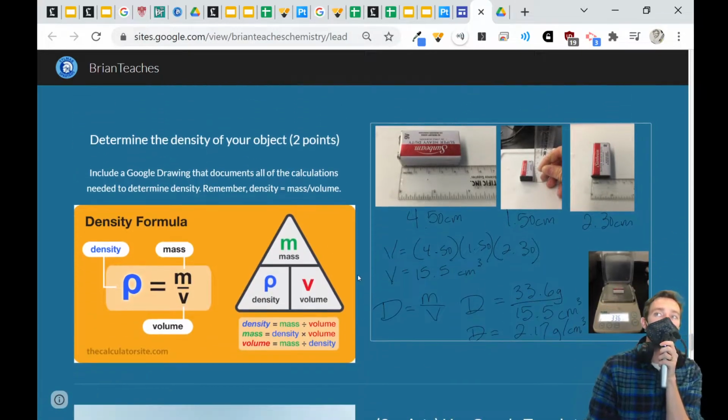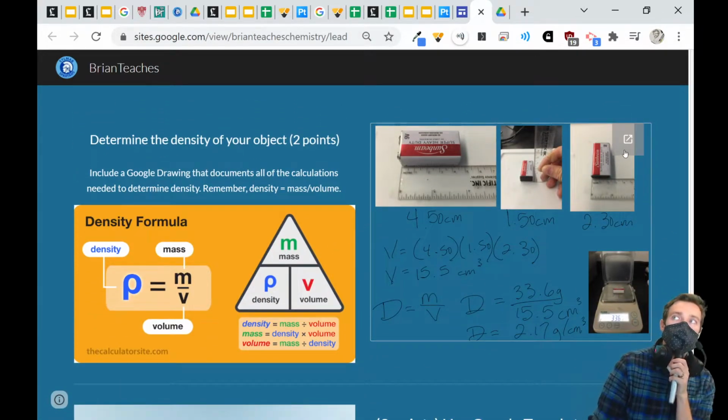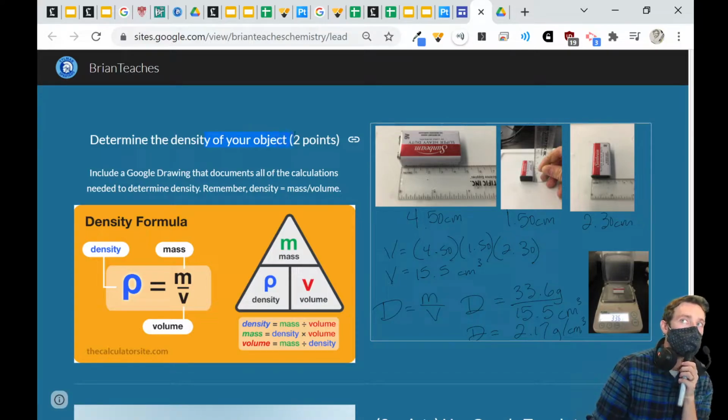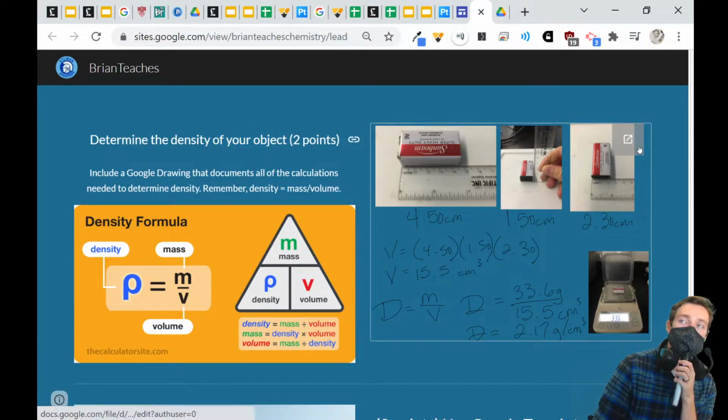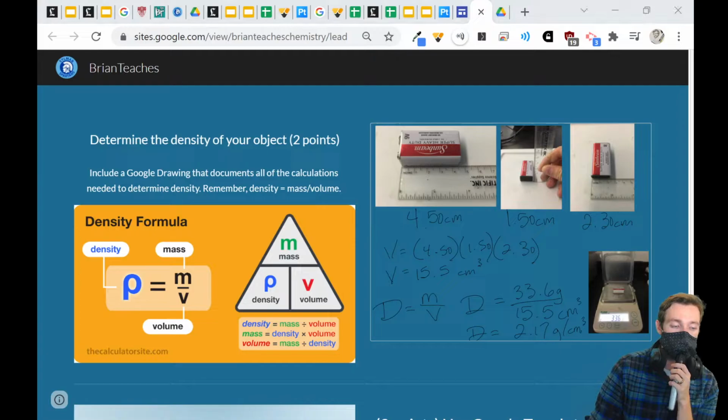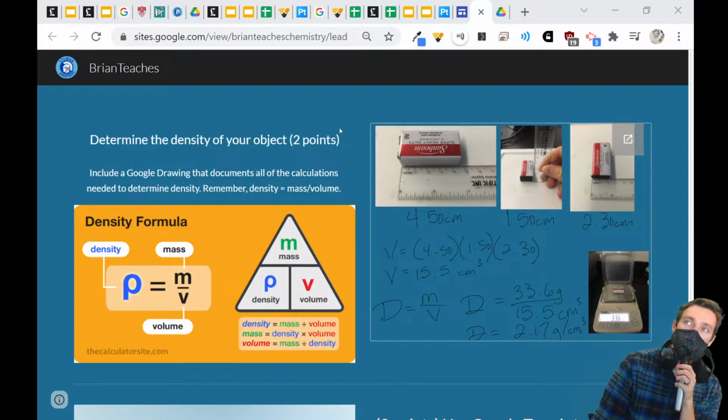Then you're going to use Google Drawing to actually calculate the density of your object, with some scratch paper online. So I'm going to turn this down just a little bit. It's a little loud. Oh no, I hope it wasn't recording desktop audio. No, it wasn't. So Google Drawing, here's a Google Drawing.